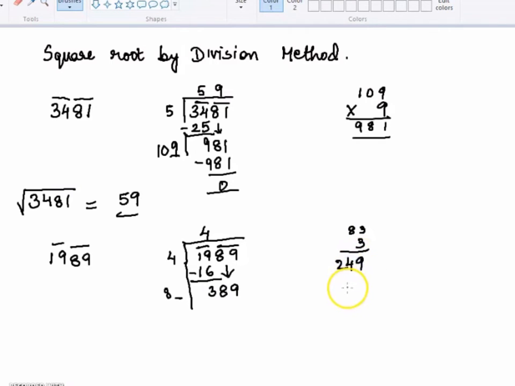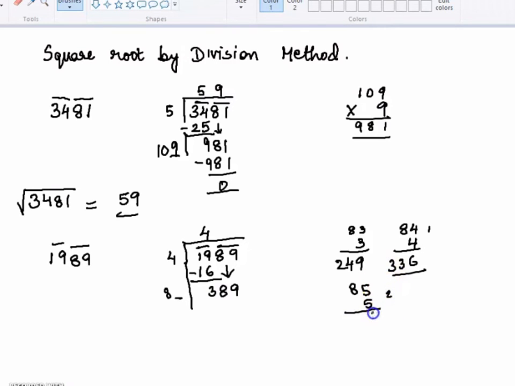249, which is less than 389. So I can go for a little bigger number. So let's try 84 into 4. So 4 4s are 16 and I will get here 336 as the answer. So 84 into 4 is 336. Again it is a little lesser than 389. So I can try with 85 into 5 also and see what I get.